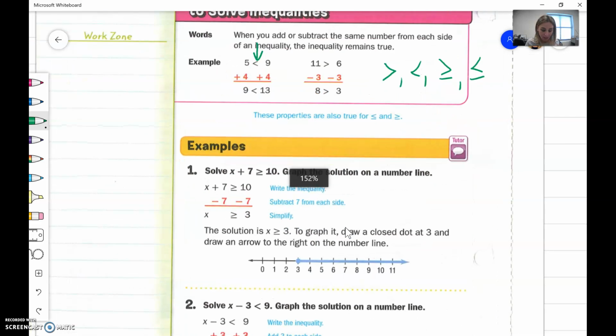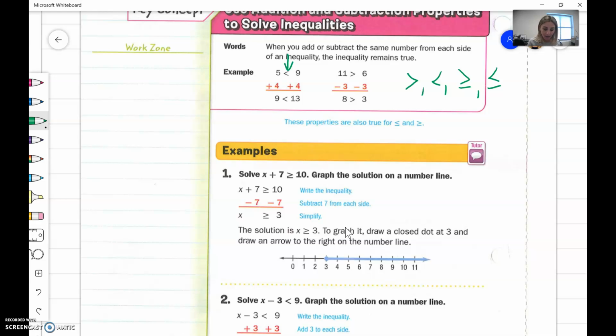So take a look at this. It says solve x plus 7 is greater than or equal to 10. So basically, sixth graders, you are just going to solve this problem like you normally would in an algebraic equation. Since we are adding 7, we have to do the inverse operation, or the opposite operation, of adding 7, which means we're going to subtract 7. Knowing what we know about algebra, whatever we do to one side of the equation, we must do to the other side of the equation.